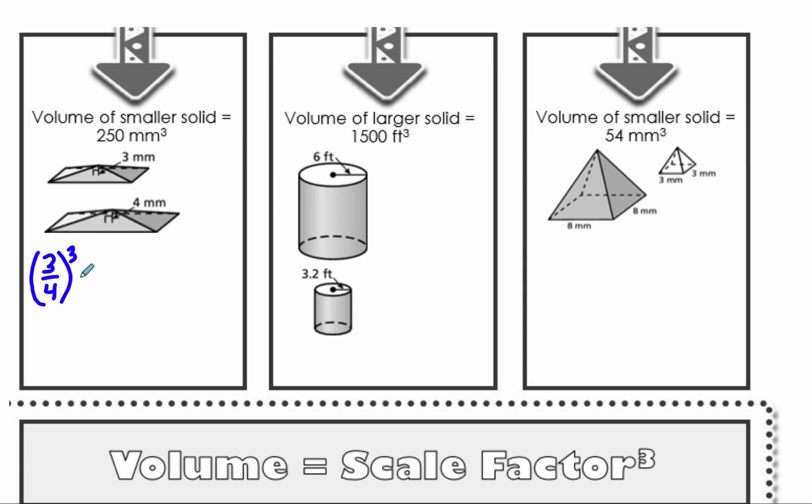Cubed because it's volume. The smaller one's 250, so I put my smaller number on the top. So 250 needs to go on the top. All right, let's see. 3 to the third power is 27. 4 to the third power is 64.